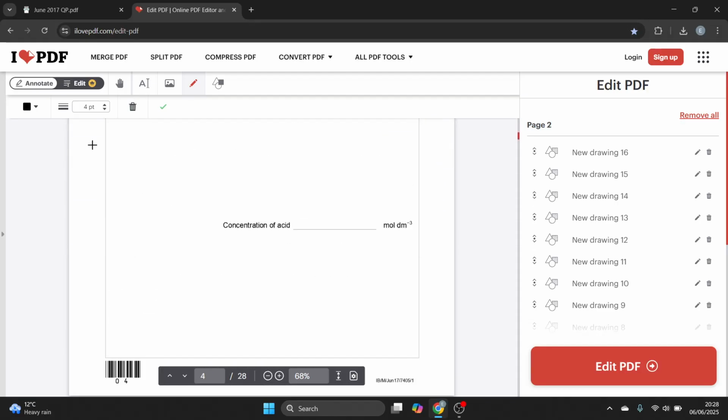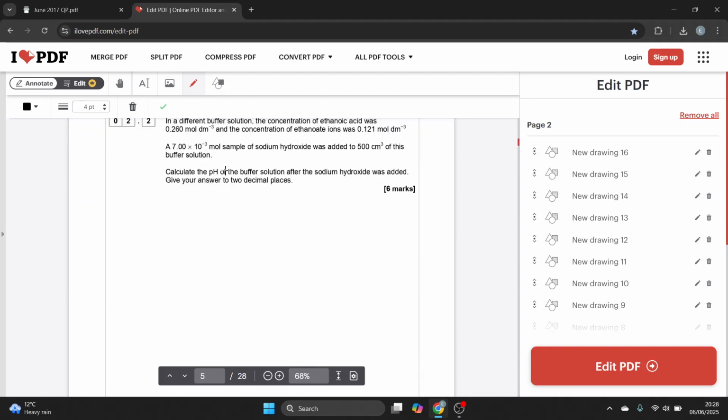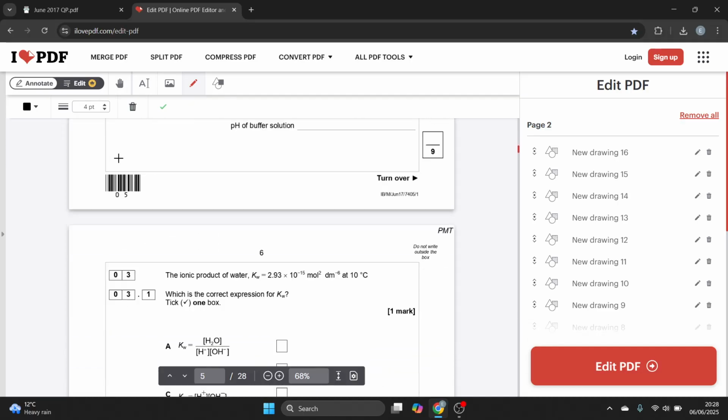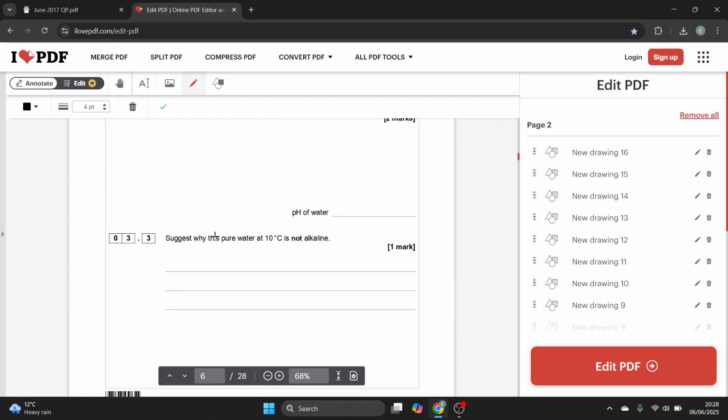Again, we're going to skip these big buffer questions. This is not even a hard question, but they're all the same, so just learn the methods for these pH buffers. Suggest whether the solution is acidic or alkaline: it's neutral because the concentration of H plus equals the concentration of OH minus. Always write that down.